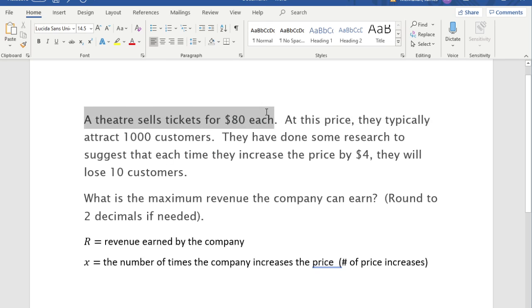This theater sells tickets for $80 each. At this price, they typically attract 1,000 customers. They've done some research to suggest that each time they increase the price by $4, they will lose 10 customers.